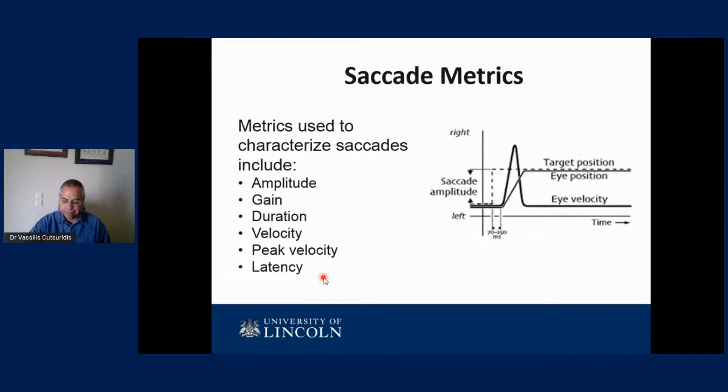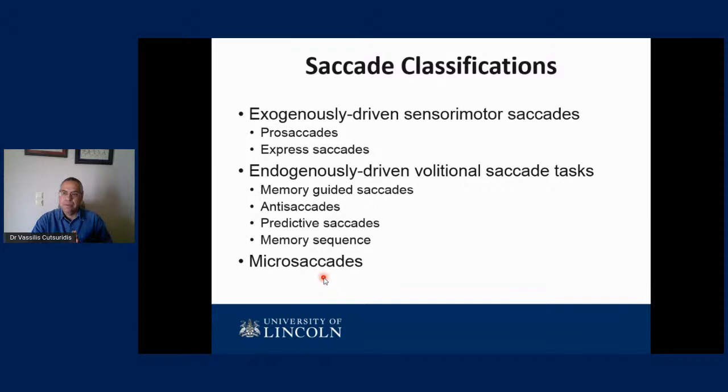Now, saccades are, as I said, generated either exogenously, meaning that there is a visual stimulus that can drive a saccade, and under this category we have prosaccades or express saccades. The difference between them is the duration and the latency for generating those saccades. Then there are other saccades which are generated because of intention, free will, or volition. Those are the memory-guided saccades, anti-saccades, predictive saccades, and a memory sequence.